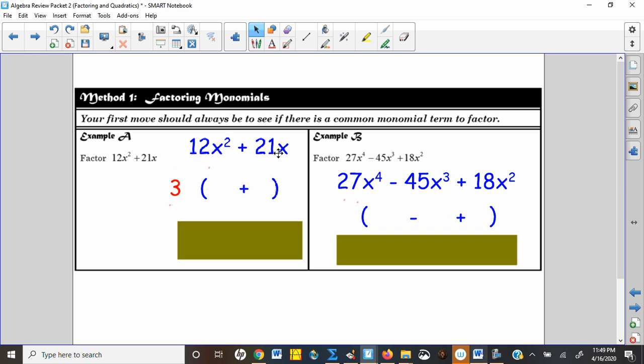What comes out of an x squared and an x? Probably an x, right? Now, remember, those aren't being subtracted out, they're being divided out. So this would be a 4x left over, and this would be just a 7 left over.